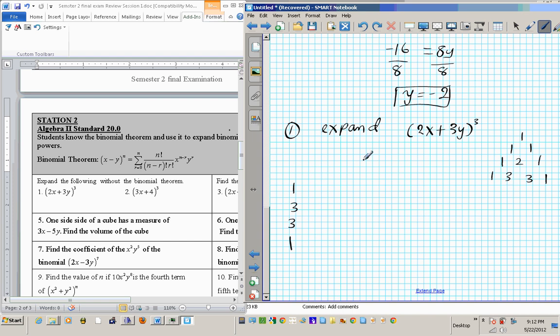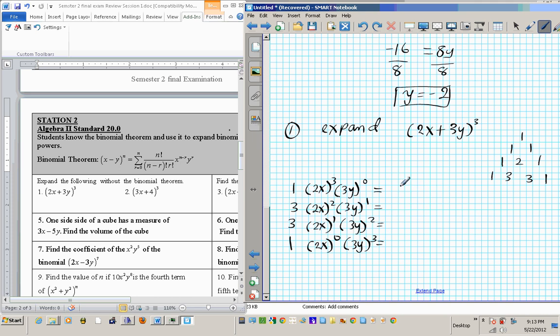Now I'm going to start with 2x. I'm going to take 2x to the biggest power, 2x to the third, and 3y has nothing. And then this starts to go down, and this starts to go up. Alright, so 2x drops down to the second power, while 3y goes to the first. 2x drops down again to the first, while 3y goes to the second. 2x finally drops down to 0, while 3y goes all the way up to 3. You see how the powers have switched. Alright, I'm going to expand each term and add my expanded terms, and then that will be my final result.